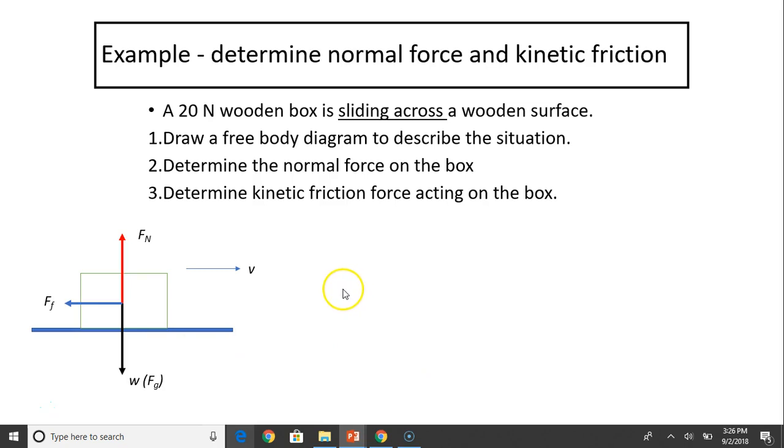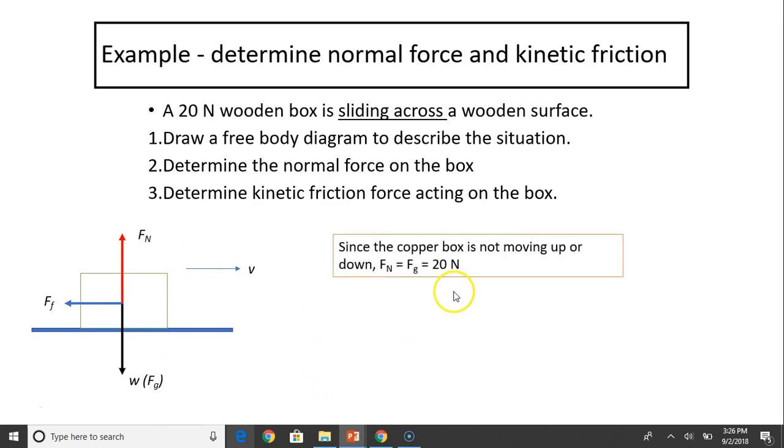So let's see, from here, can we figure out the normal force? Yes, we can. How? Normal force equals the weight. Why is that? That is because the box is not moving up or down. The weight is 20 newtons, therefore normal force is 20 newtons.